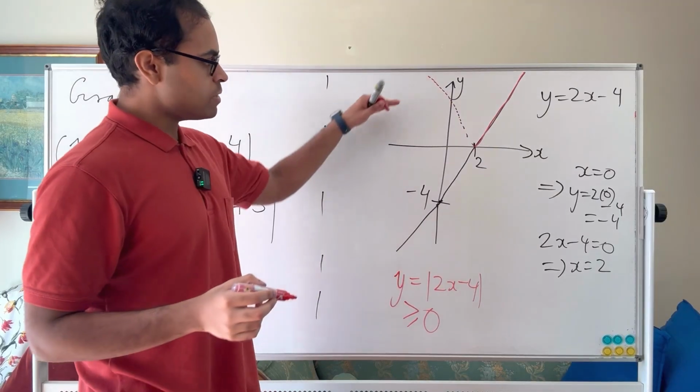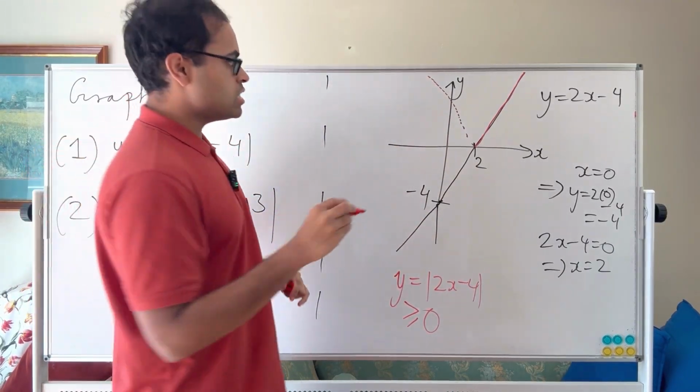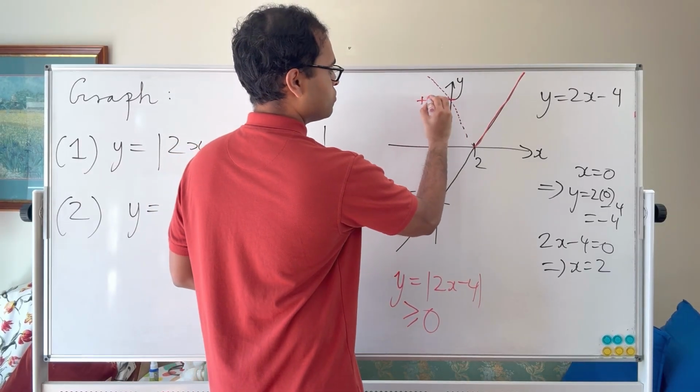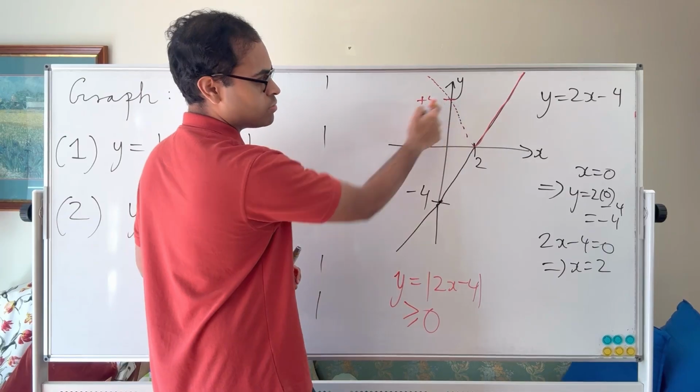So you see what's happening here is a mirror reflection. Without doing any calculations, I can tell you that here we're just going to be plus 4, because here we were at negative 4. For our y-intercept, our new y-intercept is positive 4.